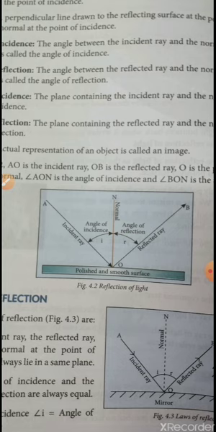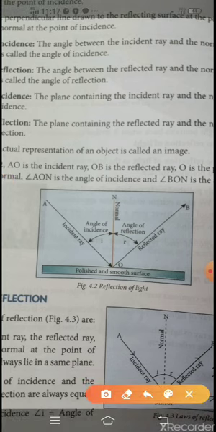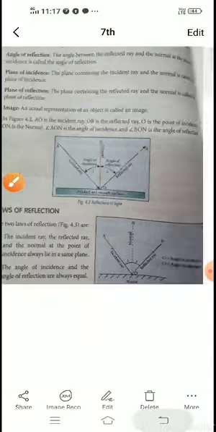So here you can see AO. This line AO is your incident light. Similarly, this line OB is your reflected ray. Now I have to draw a 90-degree line between them, which I call the normal line. I'll explain how it works.